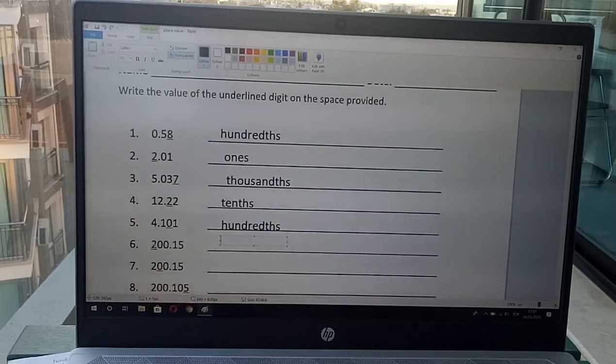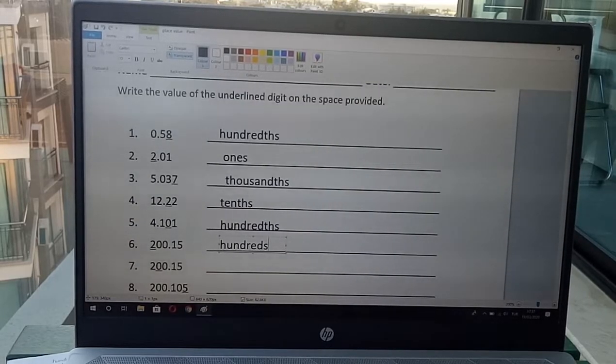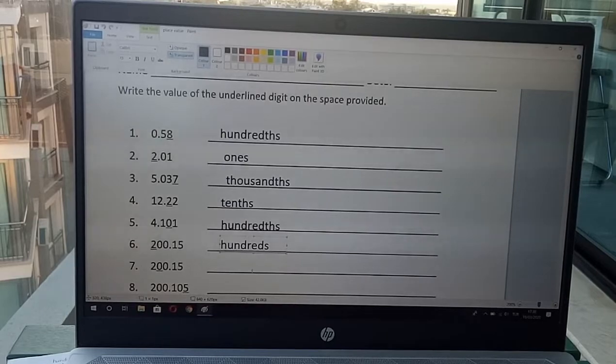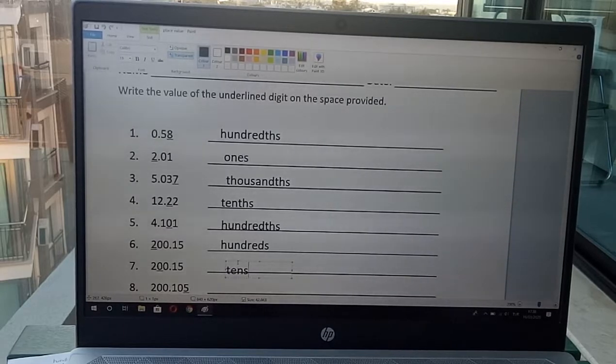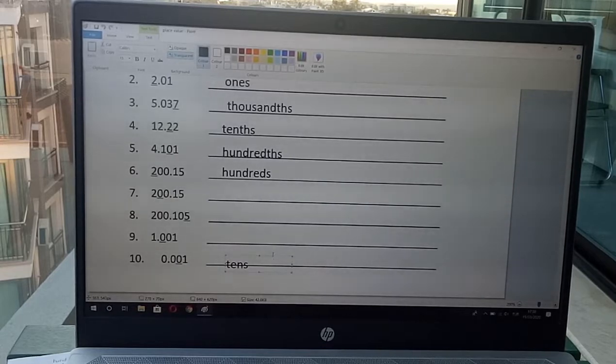The place value, therefore, is hundreds. Number 7, we have 200.15, and the underlined number is 0, the second digit 0 to the left from the decimal point. Therefore, the place value is tens.